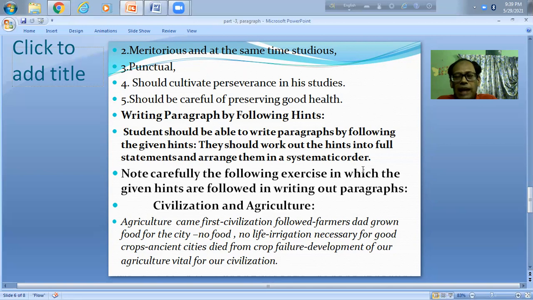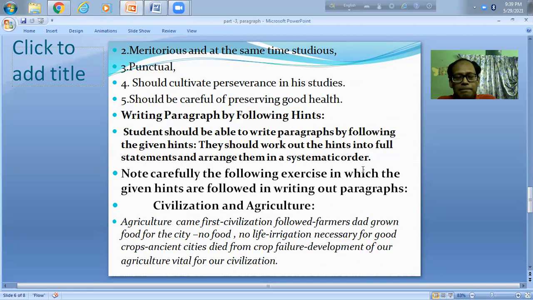And another quality is very important for a good student. He should cultivate perseverance in his study. He cannot be impatient. He has to stick to his study daily, every day. He cannot be deviated for quite some time from his study.